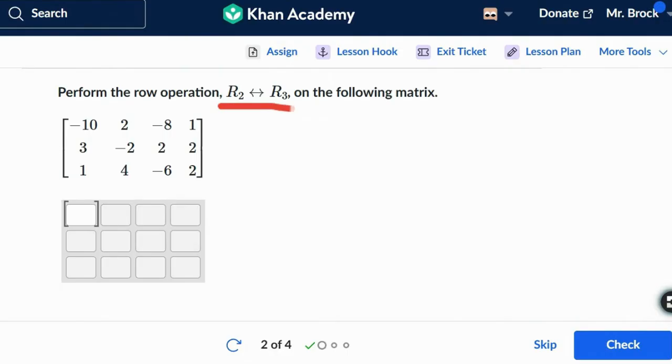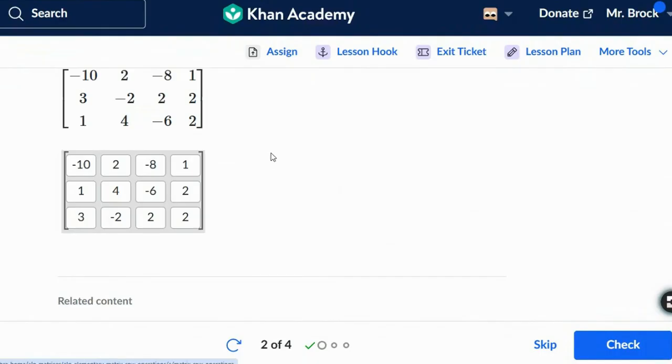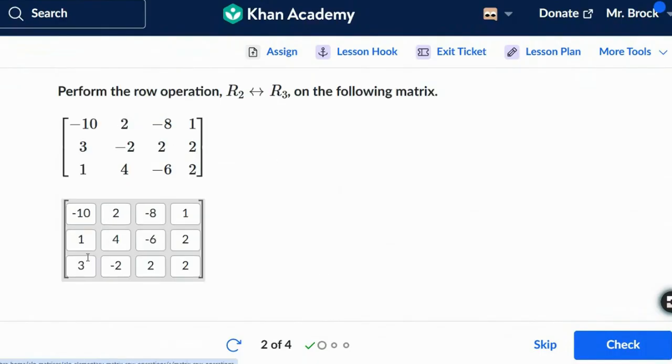Row 2 switches places with row 3. So row 1 did not change. We're going to go ahead and put that in since we know it's exactly the same. It didn't say anything to do with row 1. But all we do is we take row 3 and we move it and put it where row 2 is. So we're just going to take these two and trade places. 1, 4, negative 6, 2. 3, negative 2, 2, 2. All right, so this row moved down there. That row moved up here. Okay, check.